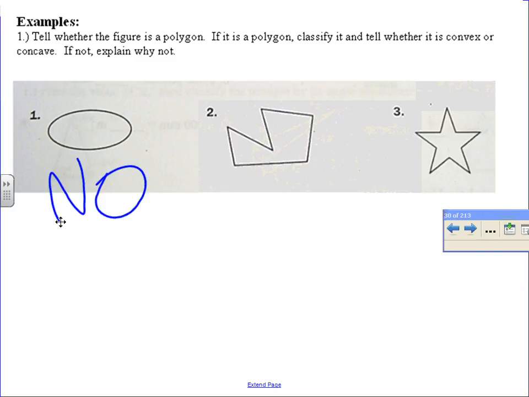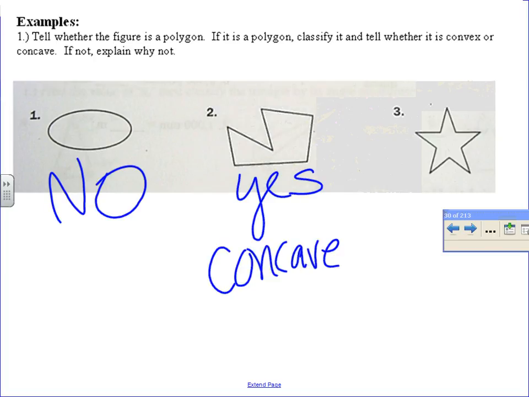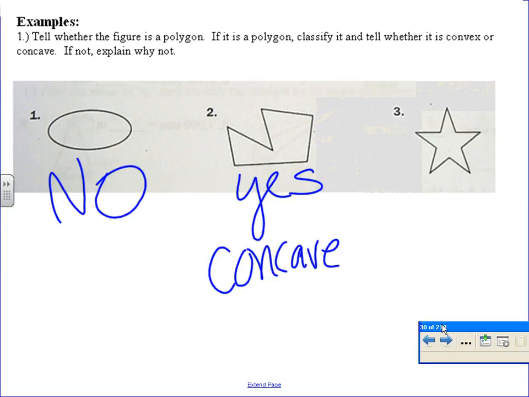Very good. That is not a polygon. Steve, you with me? It's curved, so that cannot be a polygon. Number 2, does that fit the definition of a polygon? Amberly? Yes. Good job. Why is it concave? Good job. Yes, it's concave.